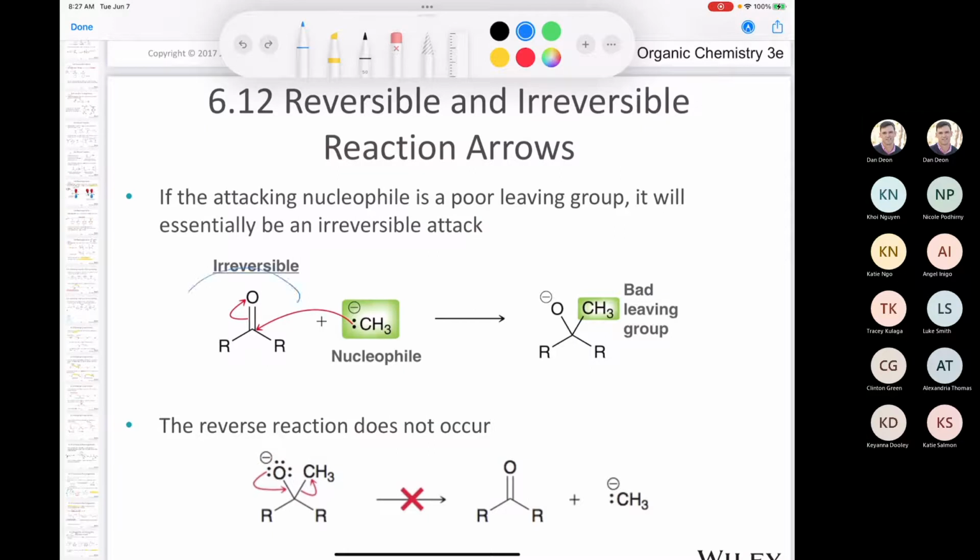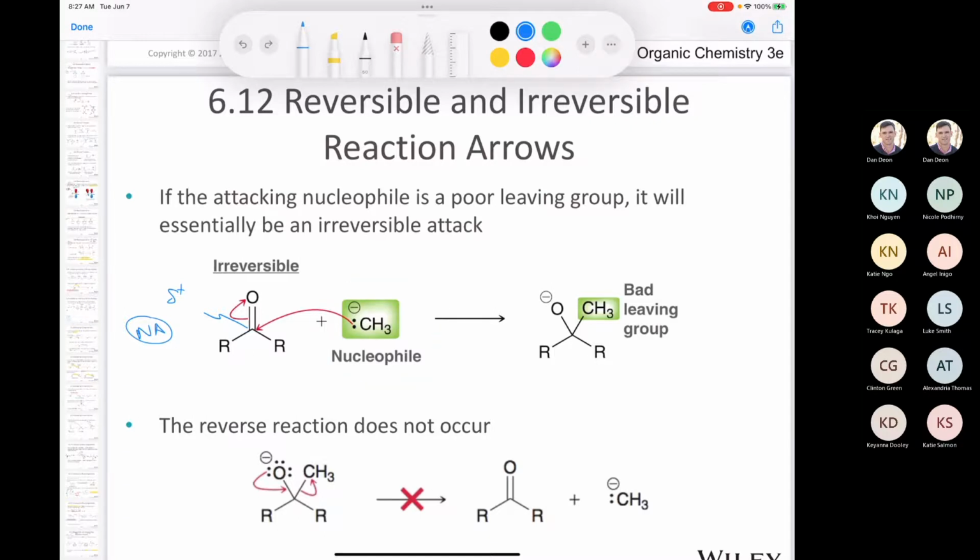So let's say we have this ketone here. We know that the carbonyl has an electrophilic carbon. We know that this carbon is delta plus. We have a nucleophile with a negative charge right on it. We have our nucleophilic attack occurring here, and it says this is irreversible. Why? Because this is a bad leaving group.